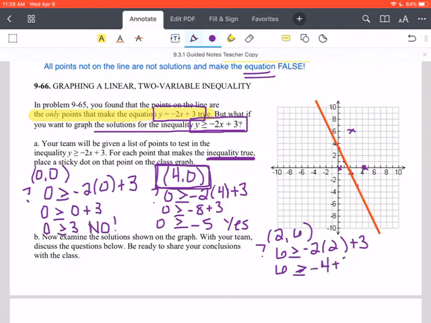Plus 3. Is 6 greater than or equal to negative 1 when we do the math? Well, yeah, a positive number is greater than a negative number. So (2, 6) is also a solution. Okay. So now we kind of can see that the solutions lie here and the not solutions probably lie over here.